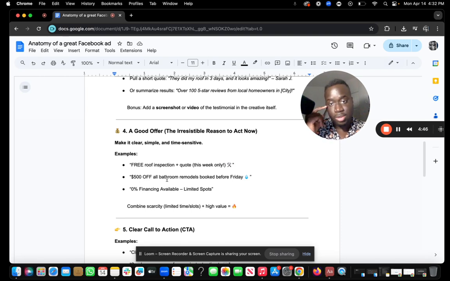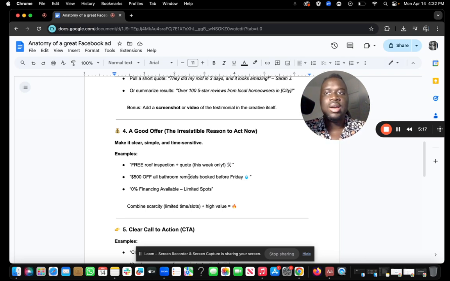$500 off all bathroom remodels booked before Friday. 0% financing available, limited spots. What you notice with all these offers is they have some sort of urgency to them. And you want to have real urgency to your offers because you don't want people to be like, oh, that looks nice. And then they're like, I'll look into it later. You want it to be like, hey, the last day is Wednesday, the last day is Friday, limited spots, only so many vouchers we're giving out.